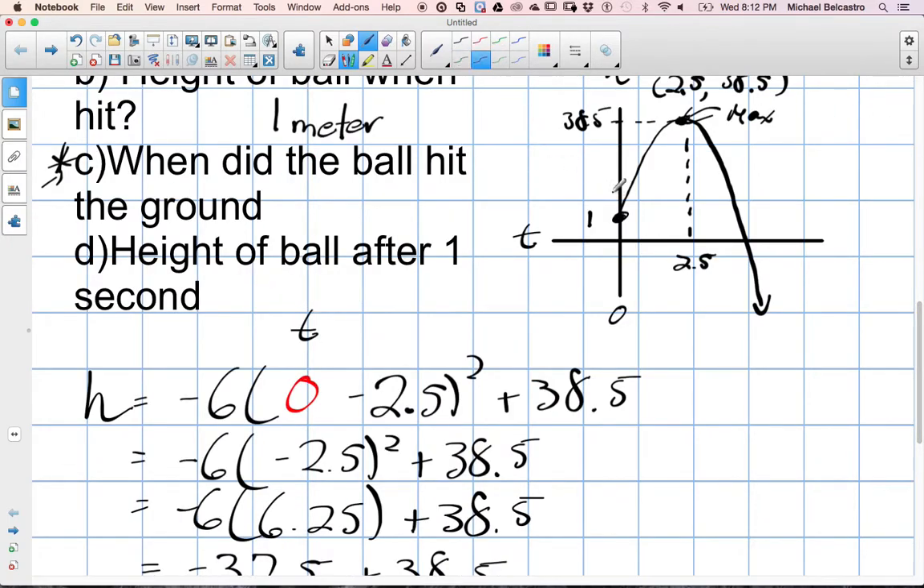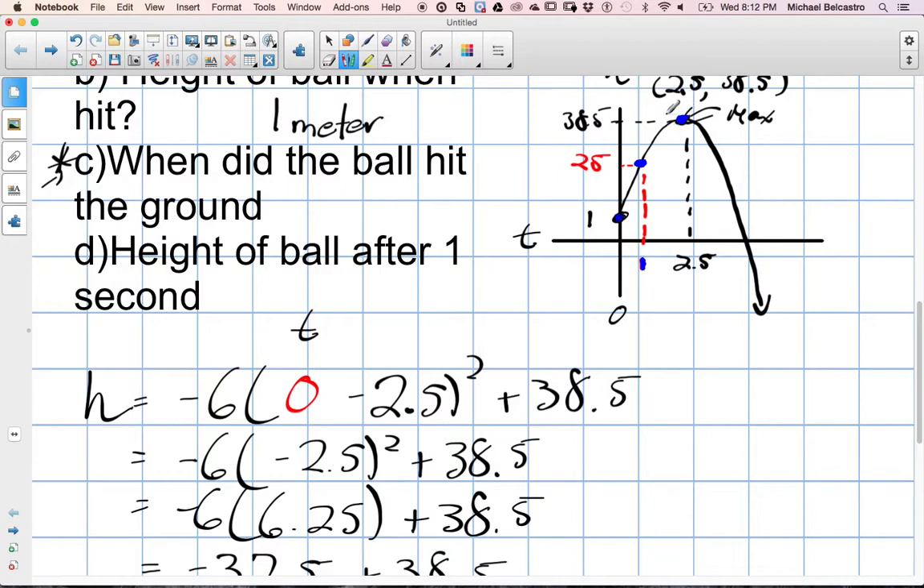So if we were to sketch that, after 1 second, let's assume this is 1 second, the height of the ball would be 25 meters. So it gets up there really quick. Okay, when does it hit the ground? Well, we know at 0 it's at 1 meter. At 1 second it's at 25. At 2.5 seconds it's at 38.